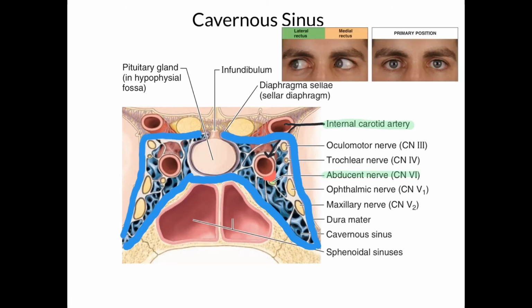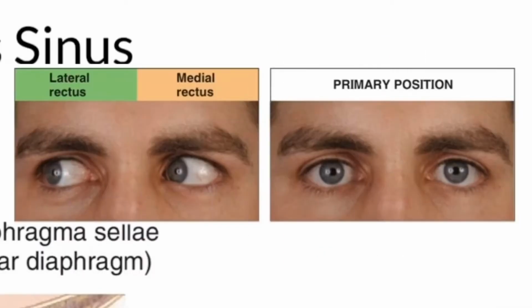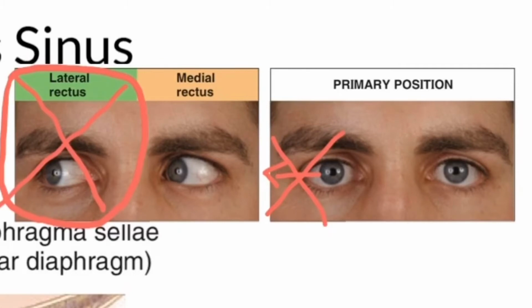Therefore, if someone is having some compression to your abducens nerve, they're going to have some issues with the lateral rectus muscle. You want to be able to pick that up in a question, especially if they're discussing someone with some sort of medial gaze, and when asked to look laterally, they will have the inability to do so.